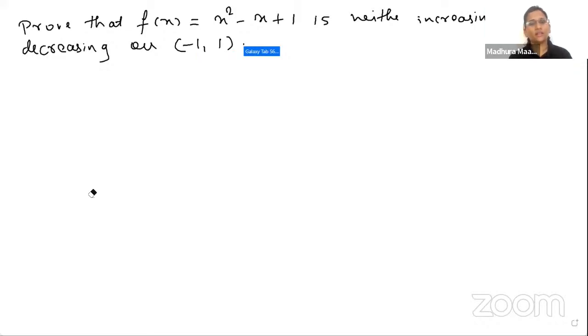Okay. So what are they saying? Prove that this function f of x. What is f of x given? x square minus x plus 1. Okay. Show that it is neither increasing nor decreasing in the interval. Which interval? Minus 1 to plus 1.